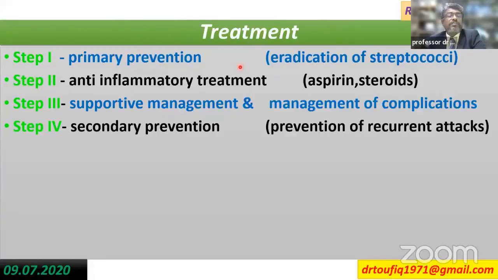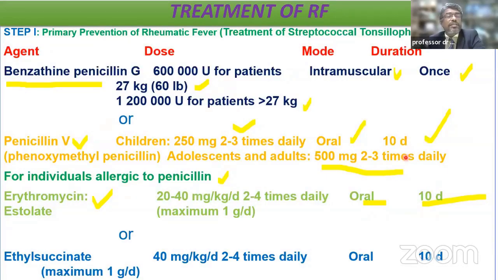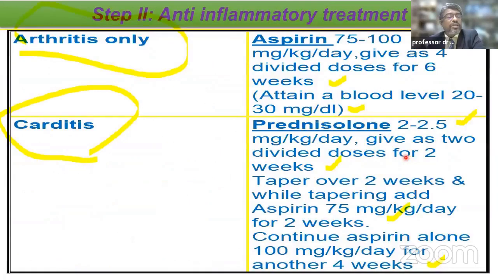Usually primary prevention is the eradication of streptococcal infection. And if there is involvement of acute rheumatic fever, usually we treat with aspirin and steroids, and the patient may need some supportive management and management of complications if present. For secondary prevention, that is prevention of recurrent attacks, usually we give penicillin prophylaxis to the patients. This is the penicillin prophylaxis.